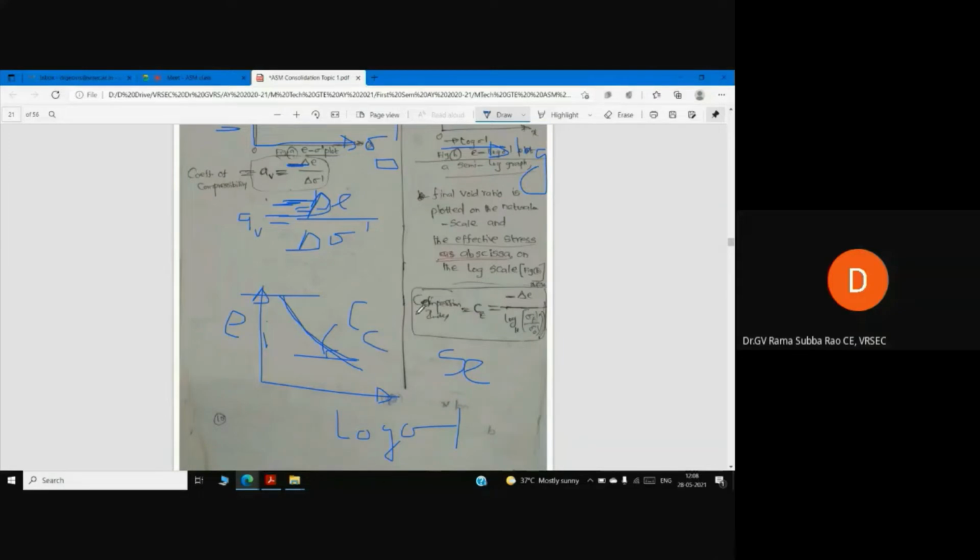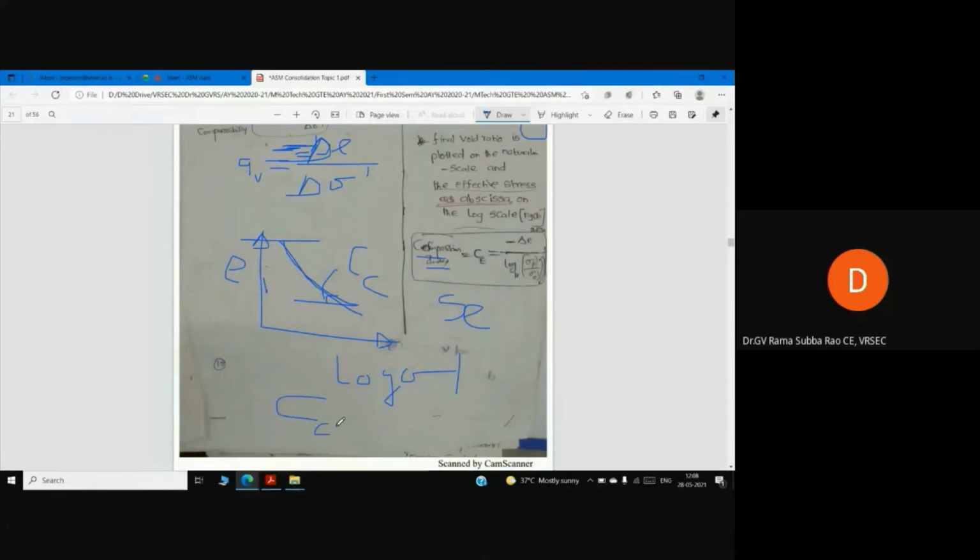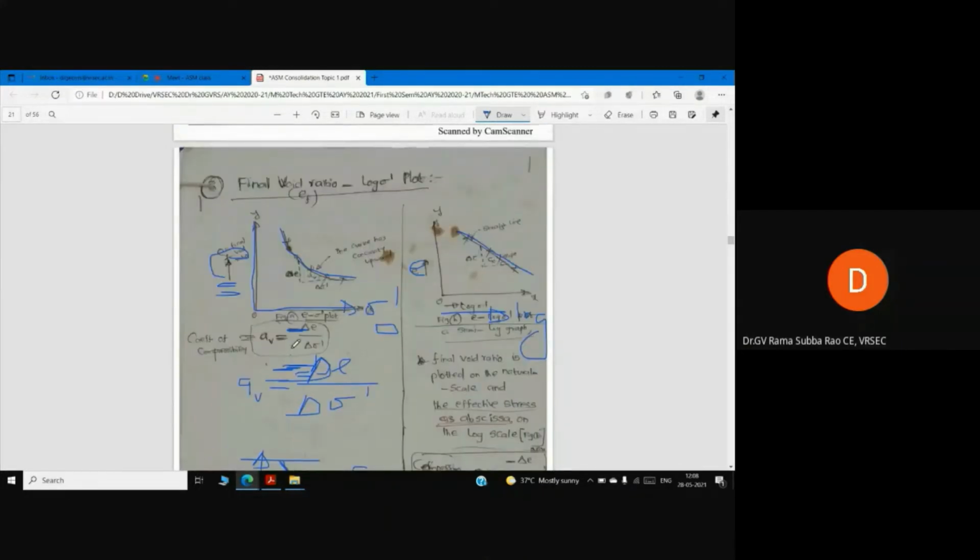Cc means compression index. Now I can write Cc is equal to, so what is the slope of this straight line now? Delta e by delta log sigma dash. So the slope of this straight line is compression index. Slope of this non-linear line is coefficient of compressibility.